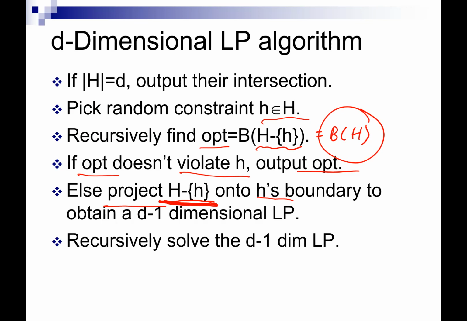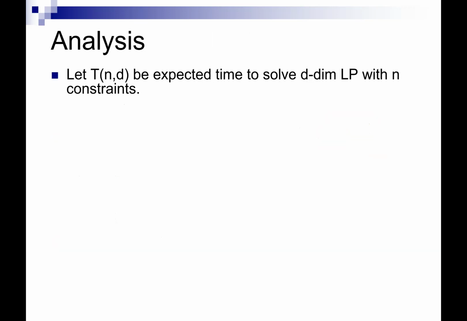Okay, so that's the algorithm. So now let's analyze the complexity of the algorithm. The complexity is going to depend on two variables, the number of constraints and the dimension. So n is going to be the number of constraints, and d is the dimension.